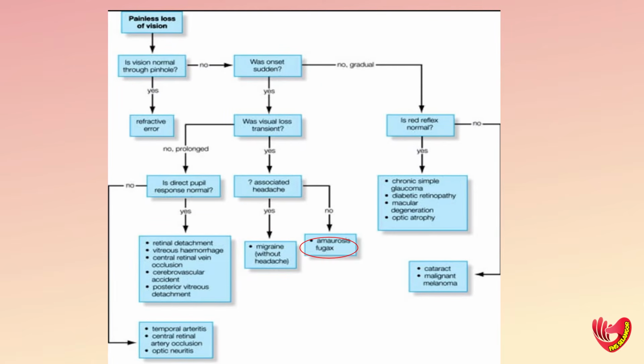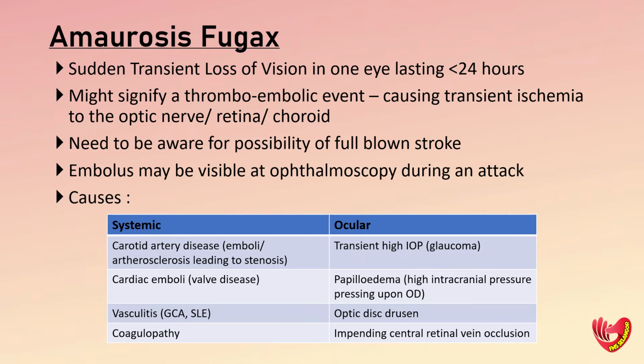When the vision loss is transient, amaurosis fugax should be considered. Amaurosis fugax refers to transient vision loss less than 24 hours and might signify a thromboembolic event causing transient ischemia to the optic nerve, retina, and choroid. Amaurosis fugax can be a harbinger of impending stroke and thus merits urgent evaluation.